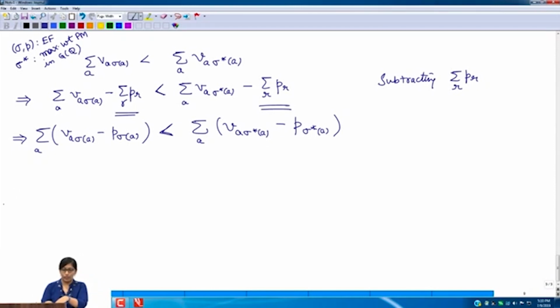I've done nothing new till now, and so I need to reach a contradiction, and one can feel that it would be a contradiction to the NV freeness of sigma p. So can someone complete the argument for me? I have this strict inequality going on, and I want to derive a contradiction, because we are doing this proof via contradiction. I have assumed that sigma here is not a max weight perfect matching, and so what is the contradiction here?